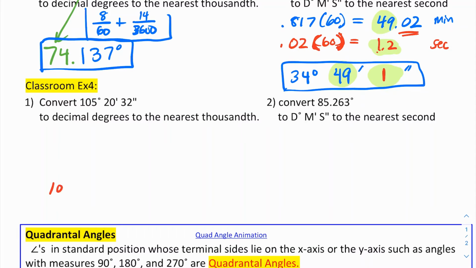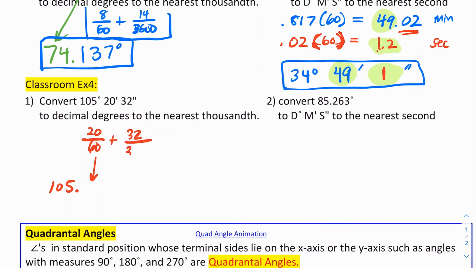So the answer to this one is 105 points, and then you're going to have 20 over 60, which I already know is 1/3 or 0.3. So I'm almost positive that will be a 0.3 right here. And then you have plus 32 over 3,600, so that is 0.3, but it's 0.342. If this wasn't here, this would just be 0.333 because 20 out of 60 minutes is 1/3. And that's degrees, so I do need to put a degree sign on that. We're just changing that into degrees.